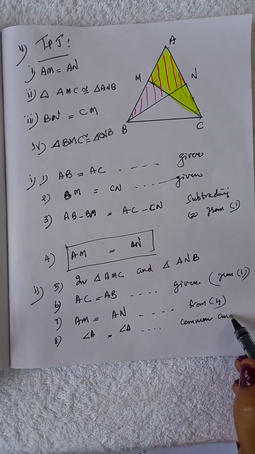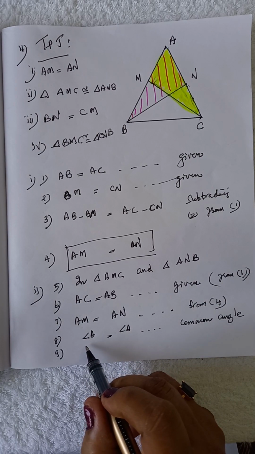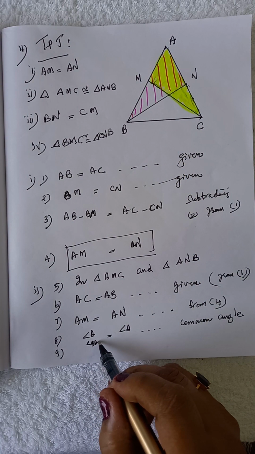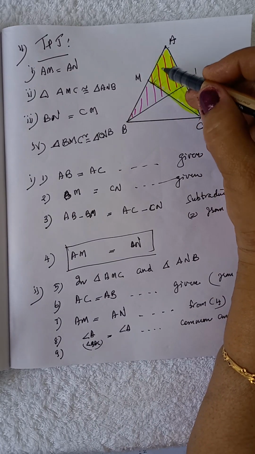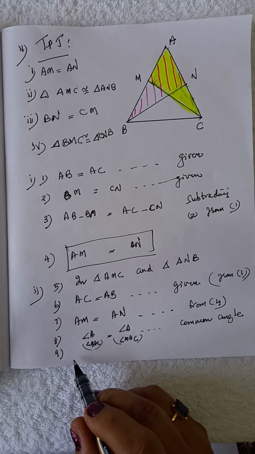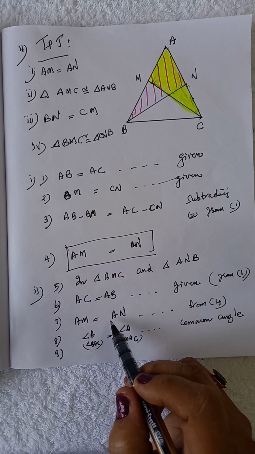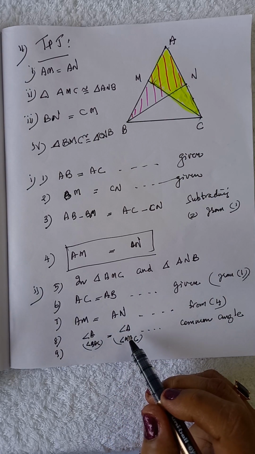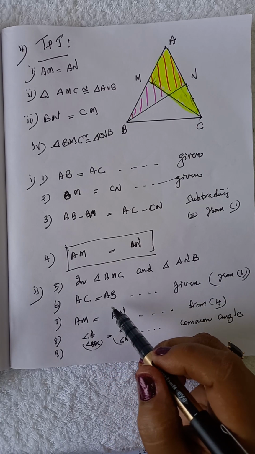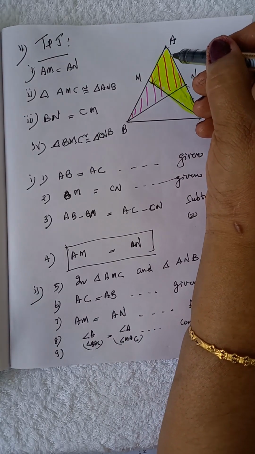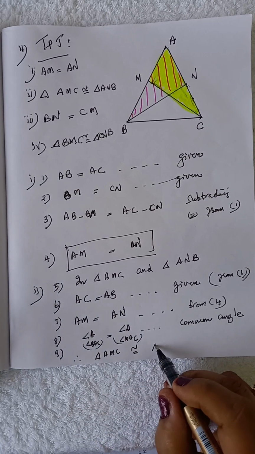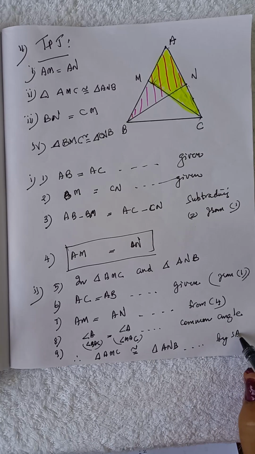Reason is common angle. This angle A means, in the case of triangle ANB, angle BAC, and in the case of triangle AMC, we can write this angle as angle MAC. Ninth point, this is one side and this another side and this one angle. So we can say that these two triangles are congruent to each other by side angle side test. This angle is in between the two sides. So we can write, therefore triangle AMC is congruent to triangle ANB by SAS test.